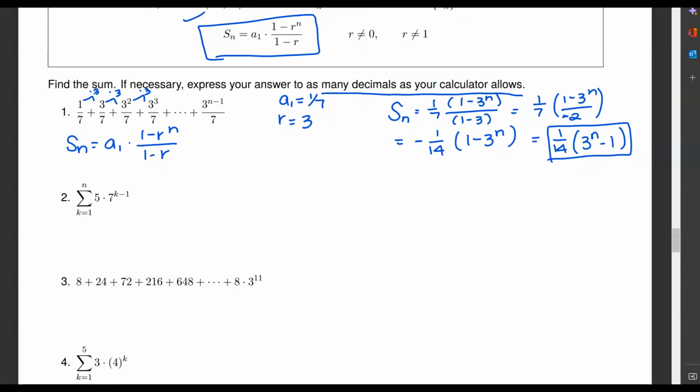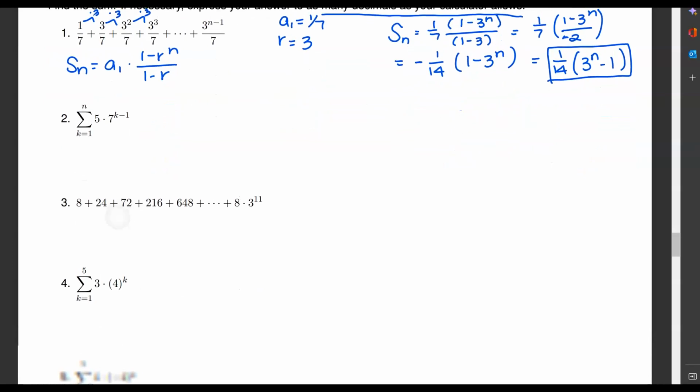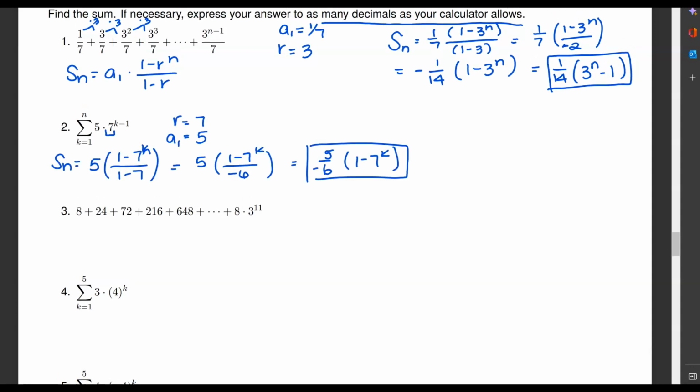All right, for number 2, go ahead and try it out. It is going to be a general one, and then we'll do number 3 together, and then I'll have you try 4 and 5 on your own. Alright, hopefully for that sum you ended up with 5 over negative 6 times 1 minus 7 to the kth power. And you can see the work there.